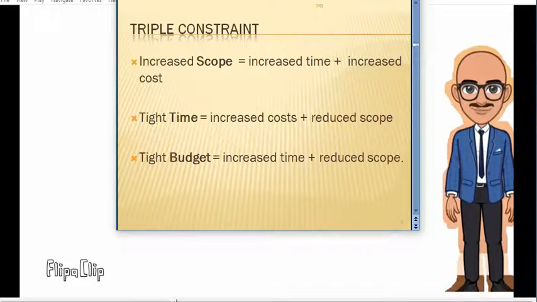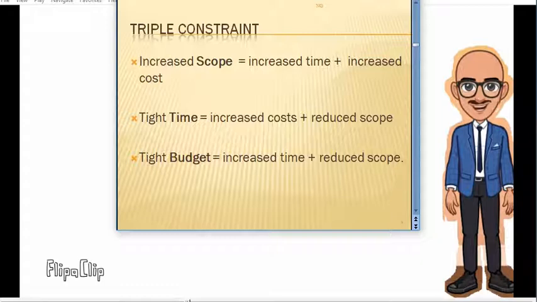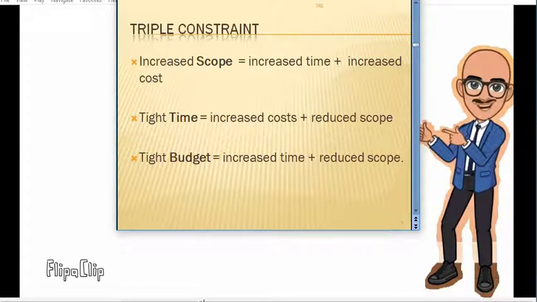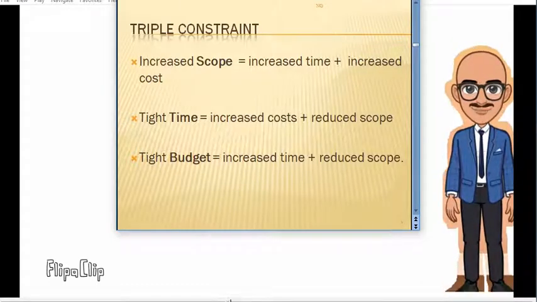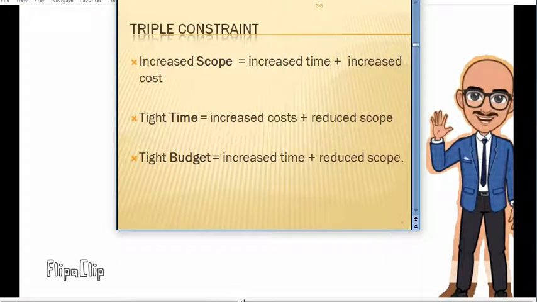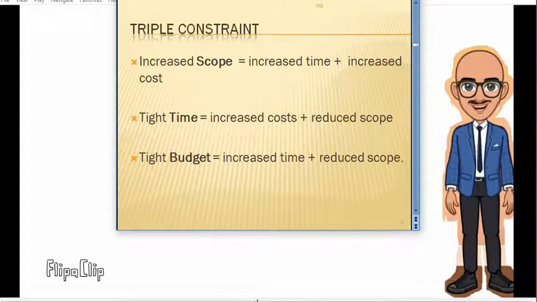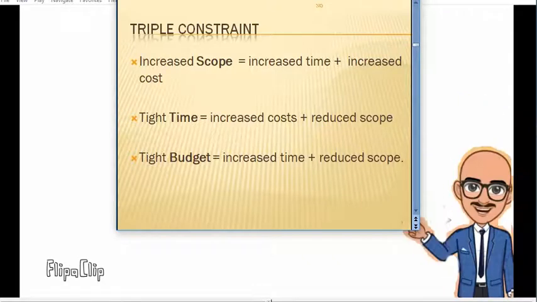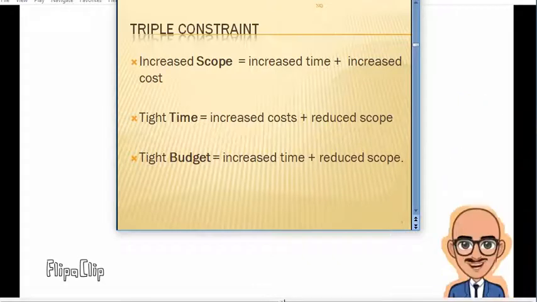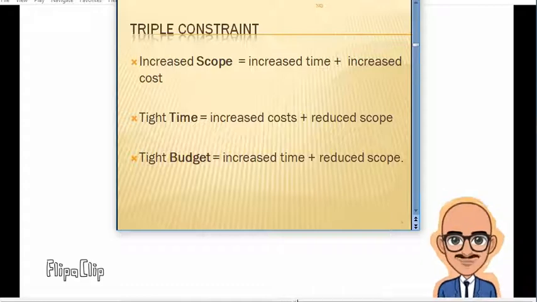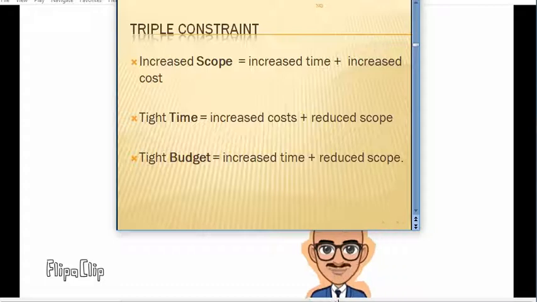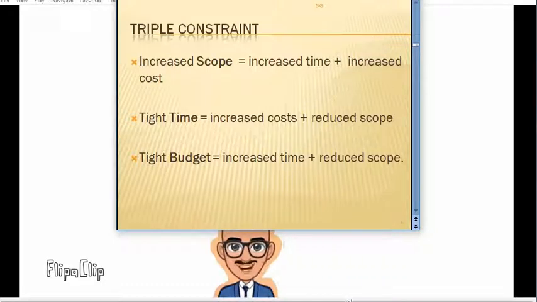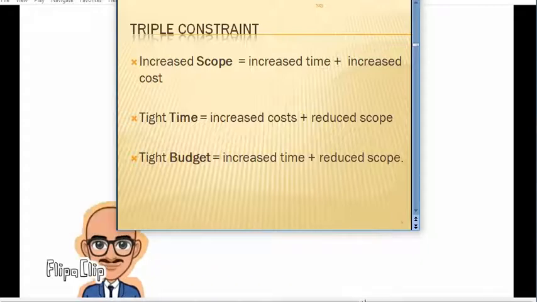So, increased scope means increased time plus increased cost. If you want to increase the scope, you want to elaborate more, that means it will take more time to plan and more time to implement, and as a result, that will increase the cost. If you want to keep a tight time, then also there will be increased cost but reduced scope, because if you want to do the job within a restricted period of time, then you need to involve more and more people, and more people involvement means you have to pay more.